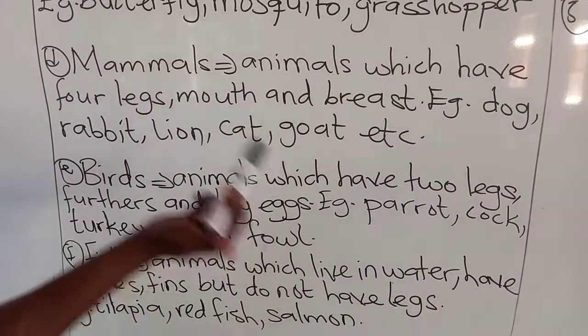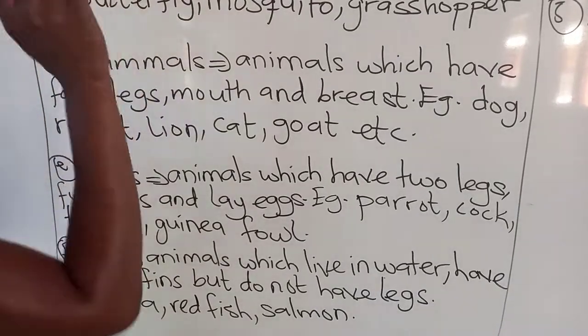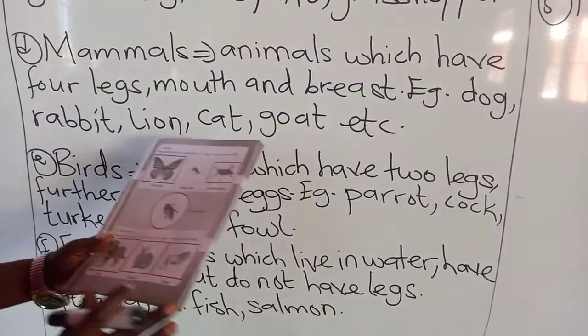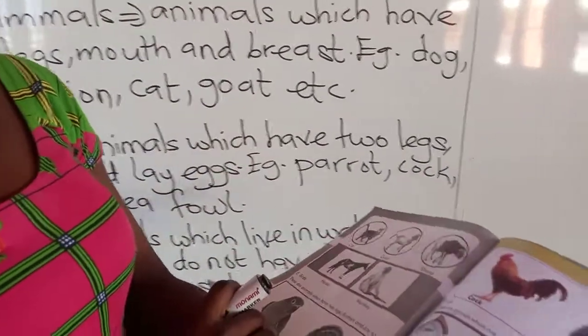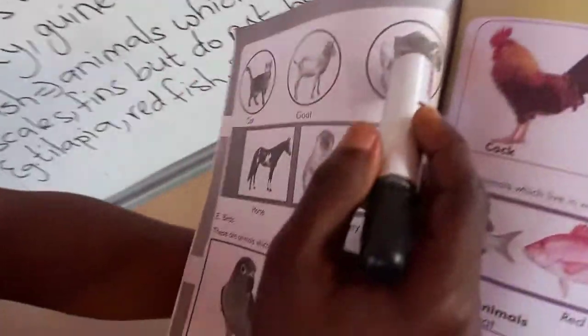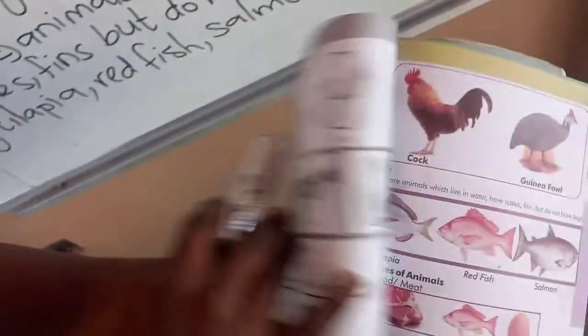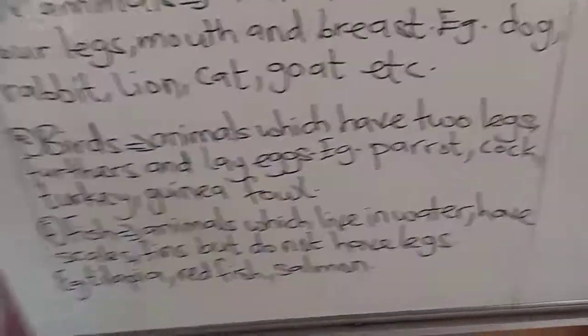Alright, so we have dog, rabbits, lion, cats, goats, etc. Etc. means we have a lot. We have rabbits. We also have monkey. We have horse. We have sheep. Sheep, monkey, horse. All these are mammals. Please do not forget their definition.